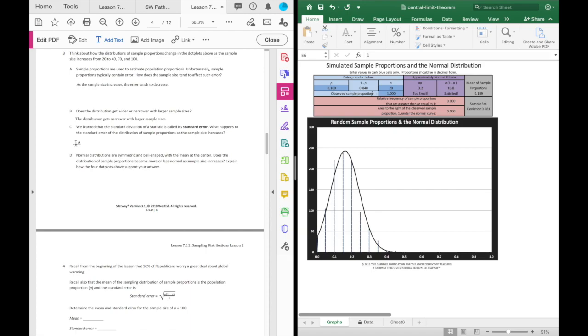We learned that the standard deviation of a statistic is called its standard error. What happens to the standard error of the distribution of sample proportions as the sample size increases? Well, because it gets narrower, that means that the standard deviation decreases, right? In other words, the standard error decreases. So as we increase the sample size, the standard error decreases.